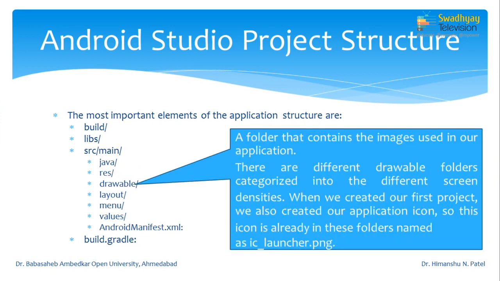Next is the drawable folder, a folder which contains images used in your project. Now your project may contain images of different densities. So there are different drawable folders categorized into different screen densities, which may be high, low or medium, and depending on your image density you can organize your images into different folders which represent different resolutions and densities.